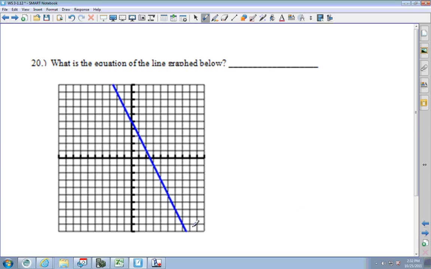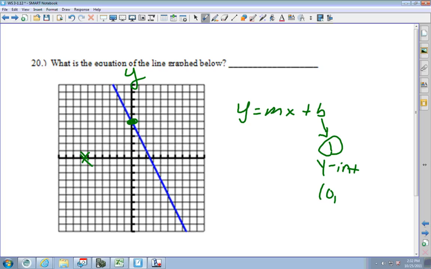There's the next one. It says, what is the equation of the line graphed below? Okay, my equation, y equals mx plus b. I always start first with the y-intercept. I would label x, then y. Remember, this is my x-axis and then my y. So I'll put a big dot on the y-intercept. 1, 2, 3, 4, 5. I have 0, 5.